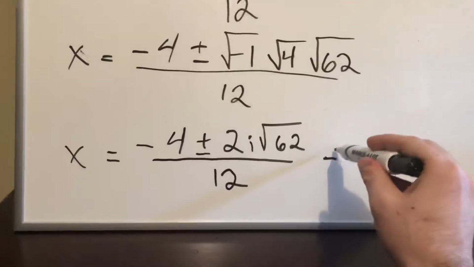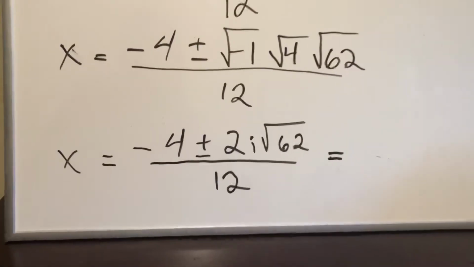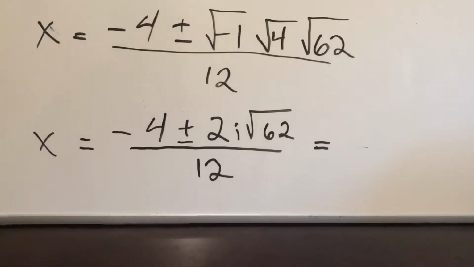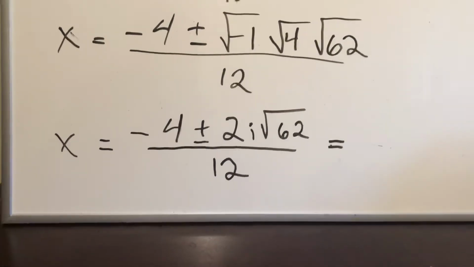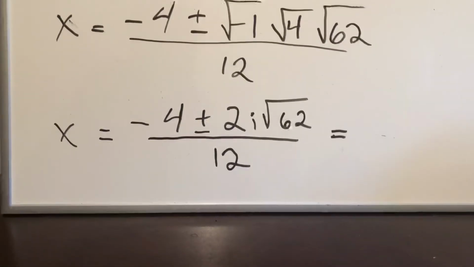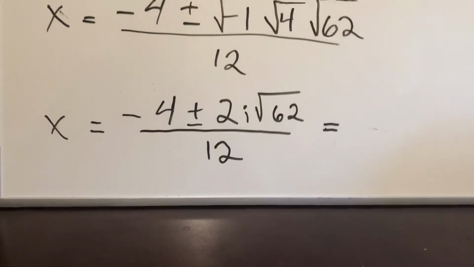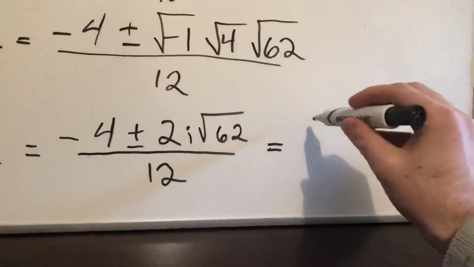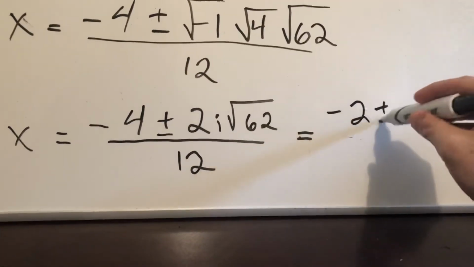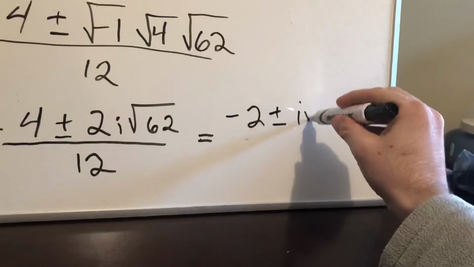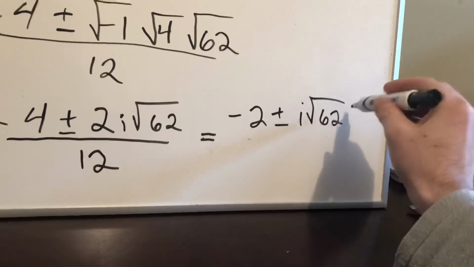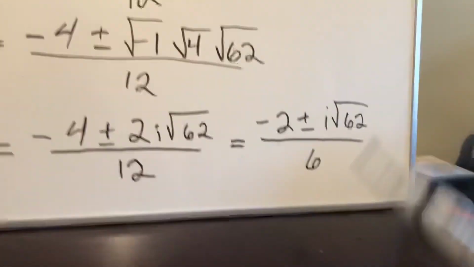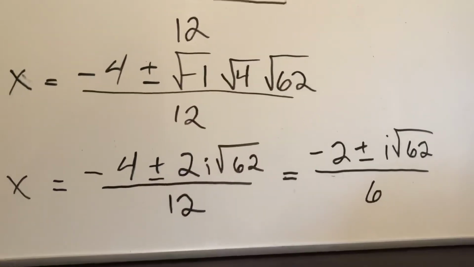And I have one more step to take. I basically have three terms now. I have -4, I have positive or negative 2i root 62, and I have a denominator of 12. Since all of those are even, the coefficient of the square root term is 2, they can all be reduced by a factor of 2. So my final answer is -2 plus or minus i root 62 over 6. I'm not going to touch the radical, but I can reduce by the coefficient 2. That is how I would simplify after using the quadratic formula.